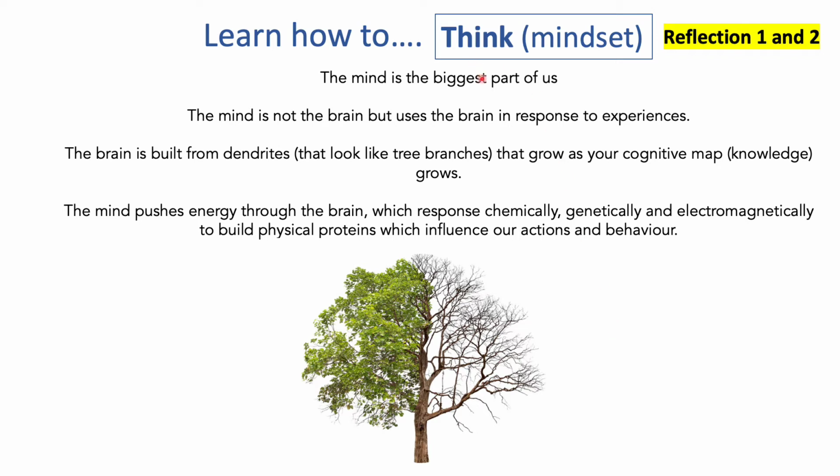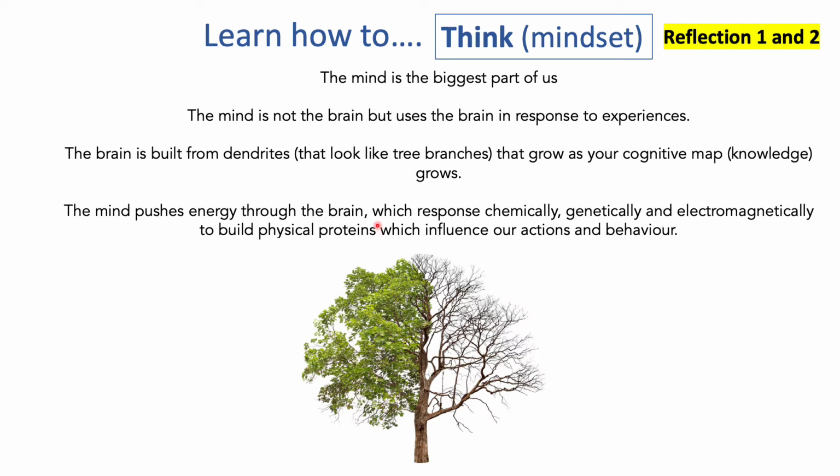So our mind is the biggest part of us, and it really determines how we think, how we feel, and how we choose. So the mind is not the brain, but it uses the brain in response to our daily experiences. So the brain is built from dendrites, as we just looked at, those dendrites that look like tree branches. So these all grow into a cognitive map as your knowledge grows. So the more you learn, the more you grow these neural circuits that look like a cognitive map.